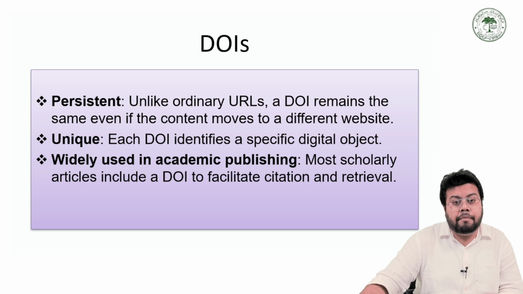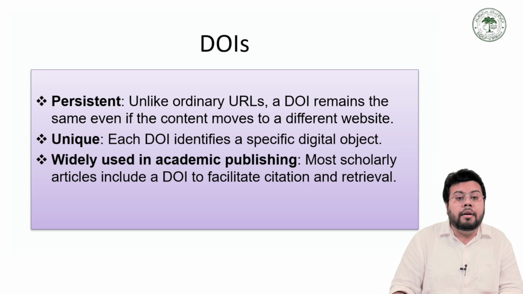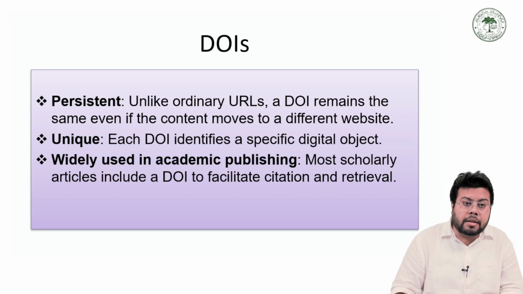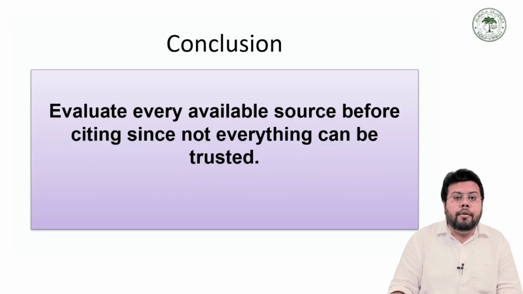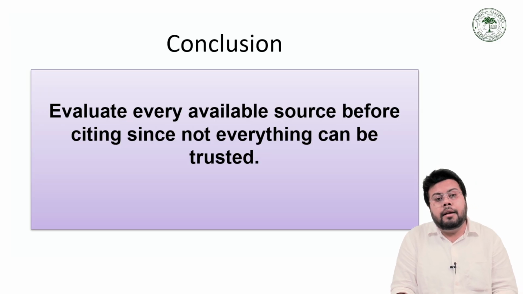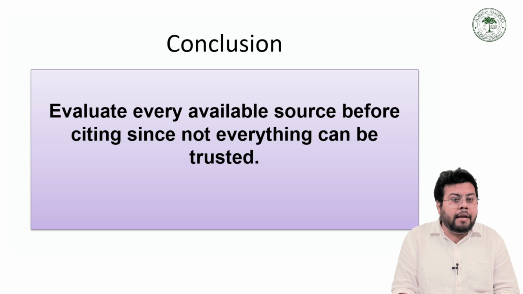So this is something very important in order to identify whether the website or the journal is reputed and peer reviewed. Unlike fake websites and unlike URLs, it remains the same even if the content moves to a different website. It will lead you to that particular website. Now, evaluating online sources. For conclusion, we can say evaluate every available source before citing, since not everything can be trusted.